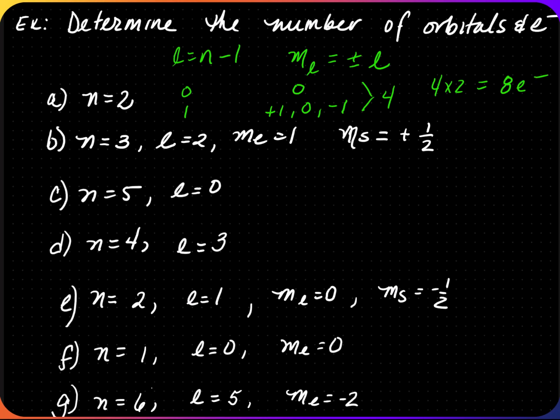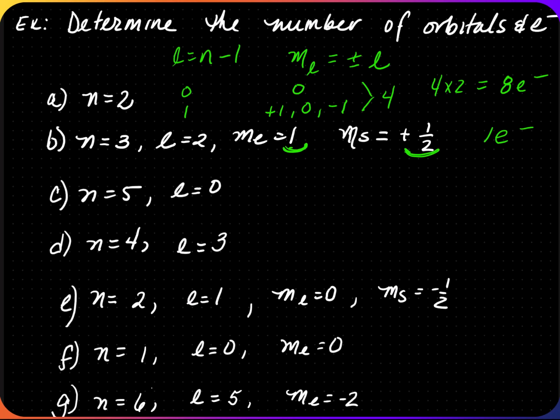When n equals 3, L is equal to 2. That is possible because 3 minus 1 is 2. It could also be 1 and it could also be 0. ML is going to be plus or minus L. So for L is equal to 2, it could be plus 2, plus 1, 0, minus 1, minus 2. And since it's 1, there's only one orbital. Since they gave you a spin, there's only one total electron. The spin can be up or down.